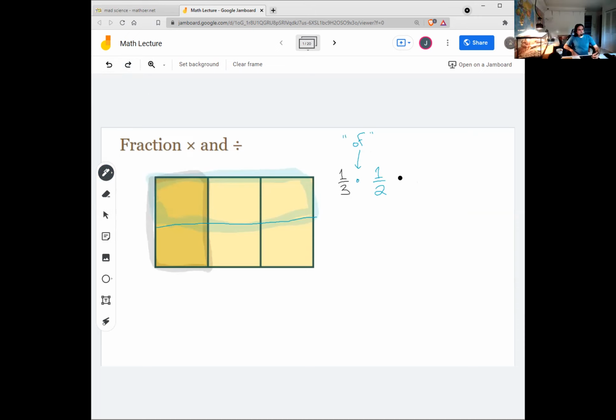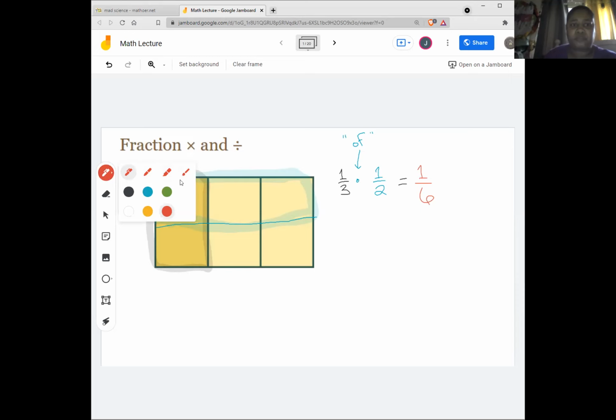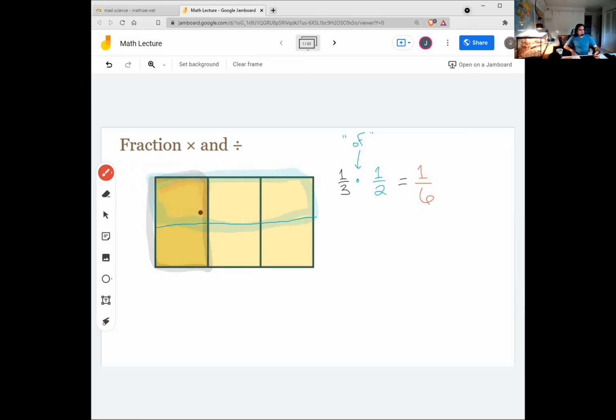So we know how to do this. We've been taught this. We go across the top: 1 times 1 equals 1, and 3 times 2 equals 6. Where is the 1/6 on my picture now? Would it be the last box? It's this overlap box, right? This one is the 1/6. It is where the third and the half overlapped.